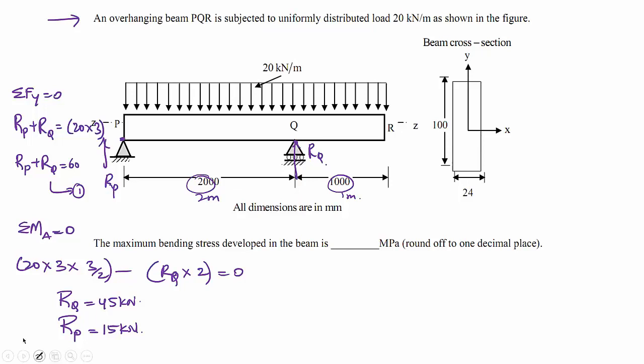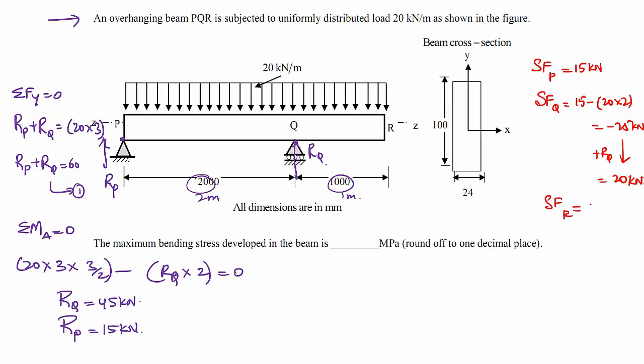Now let me draw the shear force diagram for this. Shear force at P will be equal to 15, and shear force at Q will be equal to 15 minus 20 into 2, that is minus 25. And there is a point reaction RQ, so if I add RQ here, this will be 20 kilonewtons positive. Similarly, shear force at R will be equal to 20 minus 20 into 1, that is equal to 0.